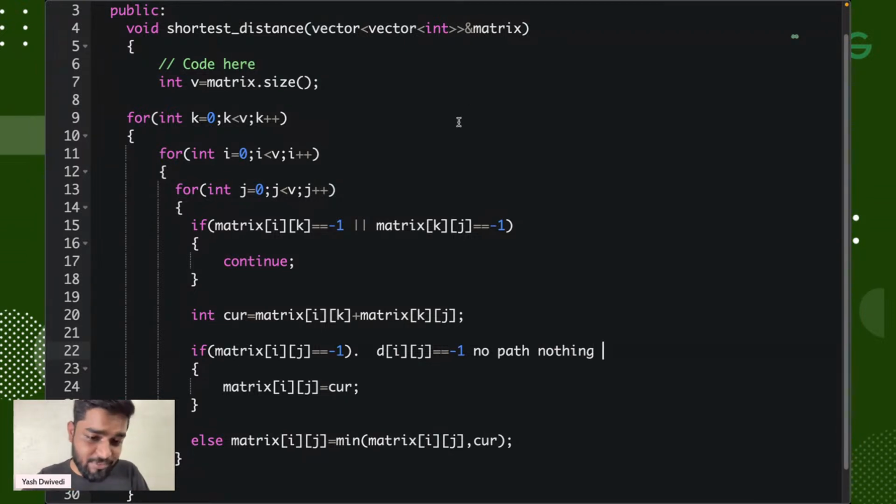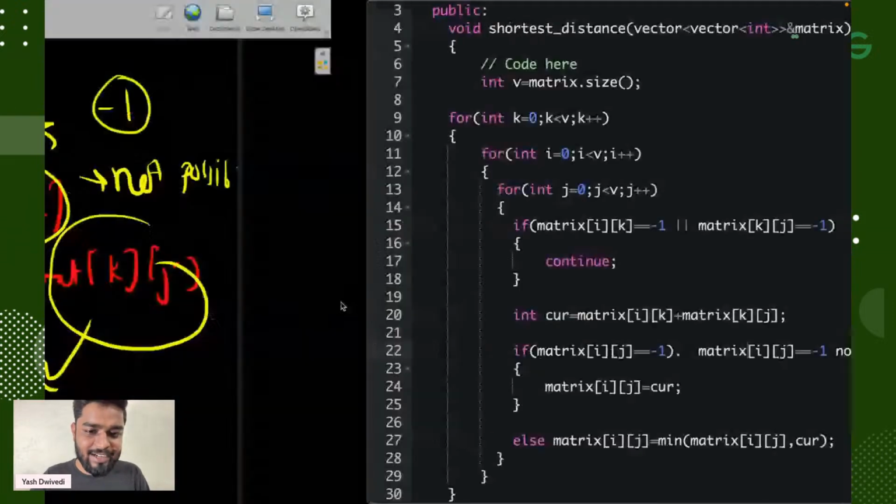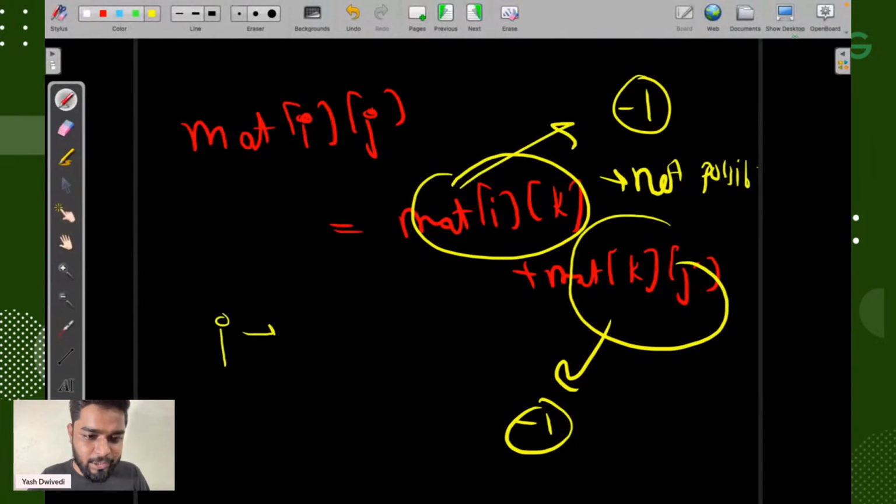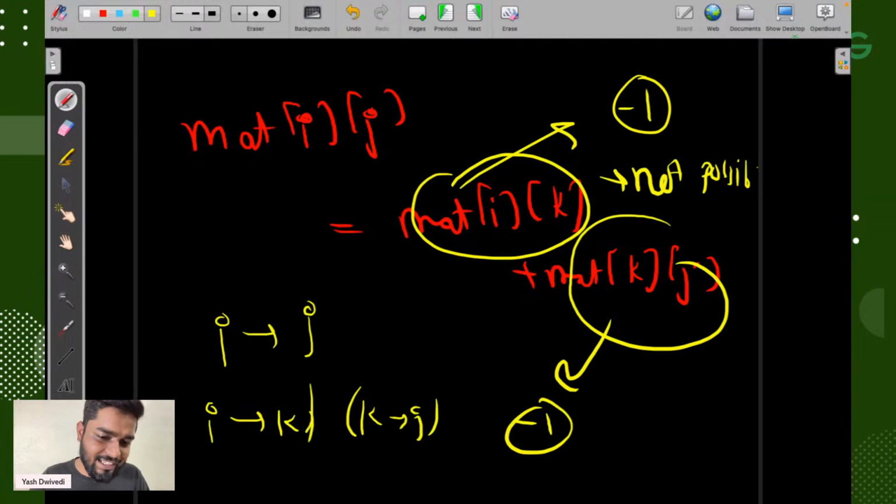This means that if matrix of ij, or you can say d of ij, or you can say mat of ij, is equal to minus one, that means there's no path. In that case, if I'm getting a path via k, if from i to j there is no path, but you are getting a path from i to k and then k to j, whatever cost it has, at least you are getting a path, so you'll store it. Now please write store in the chat.